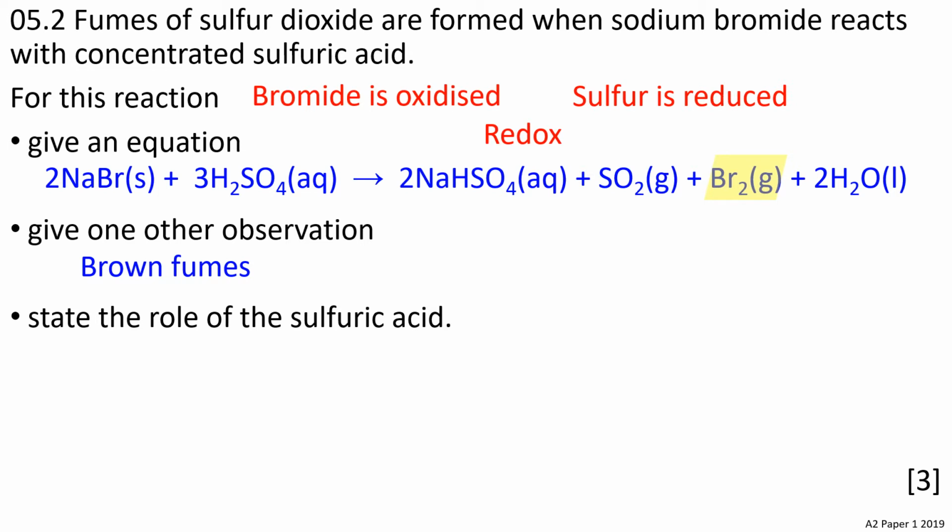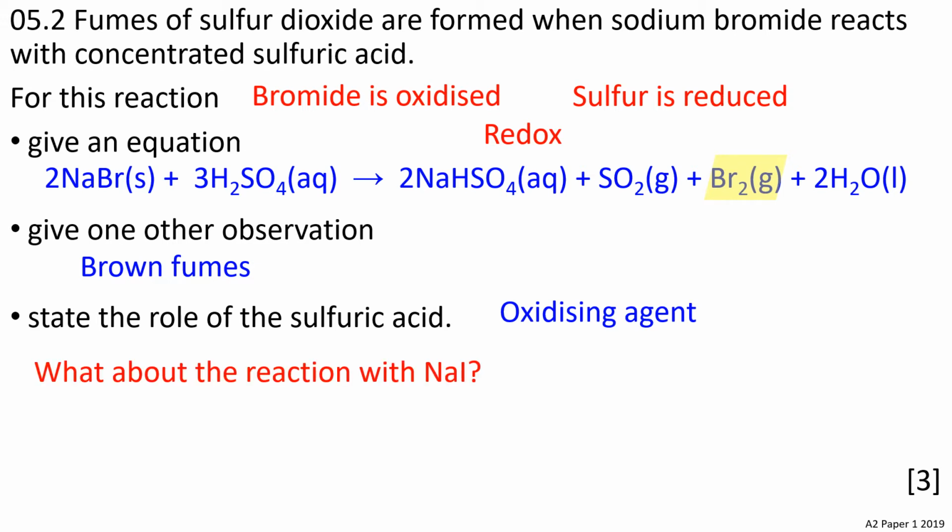The sulfur in the sulfuric acid is reduced. You can work out the oxidation states, but we've got a little bit of oxidation states work to do in the next question, so I'll leave that for you to have a go at. So the sulfuric acid is an oxidizing agent. The sulfur in the sulfuric acid is reduced, so the sulfuric acid is an oxidizing agent.